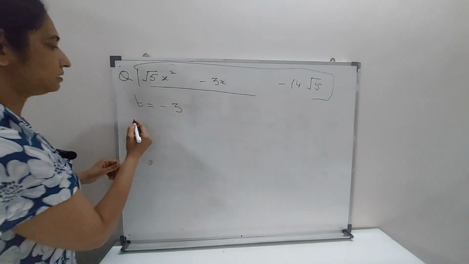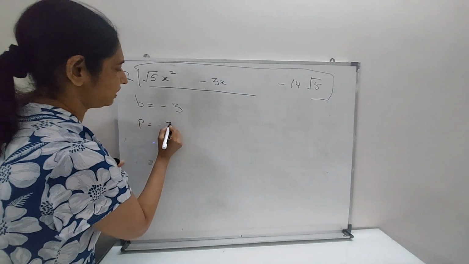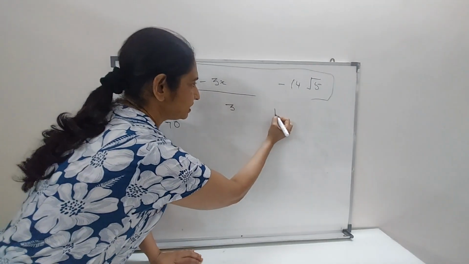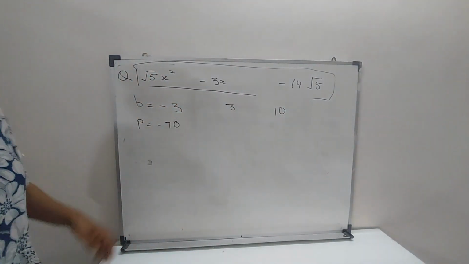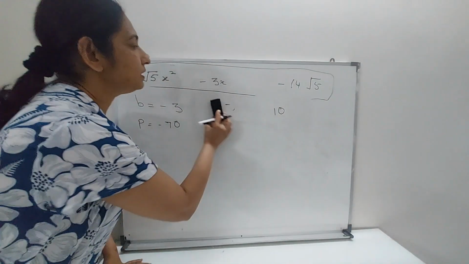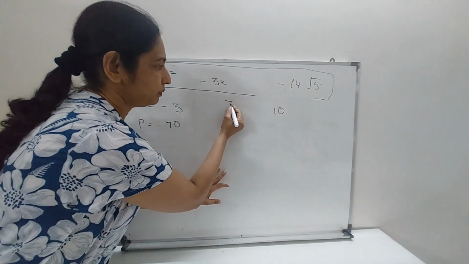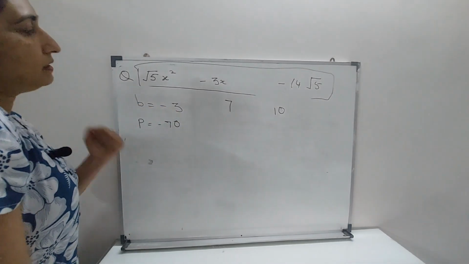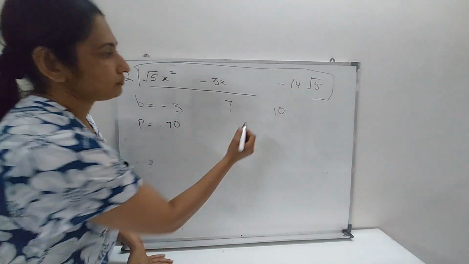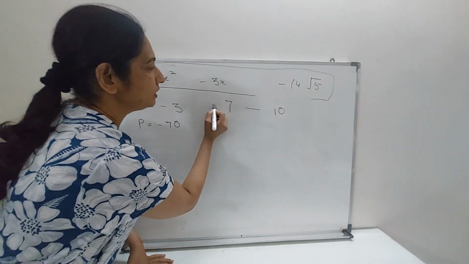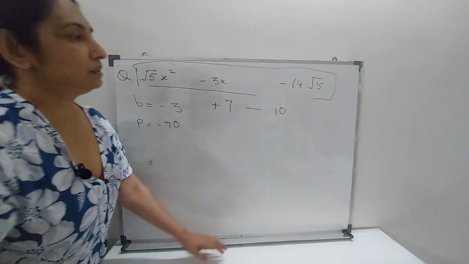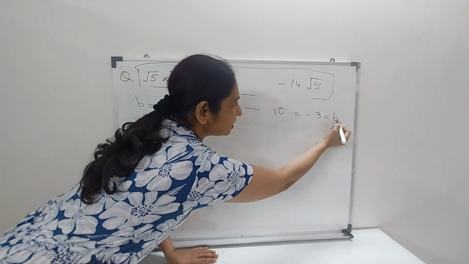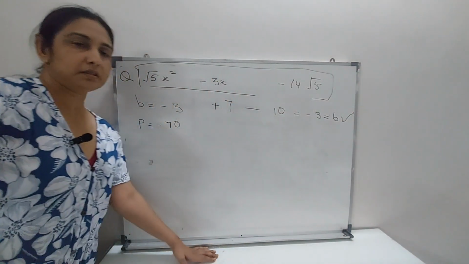The B is this, the product is minus 70. We had 7 and 10, sorry, as that factor. How do I get minus 3 from it? Obviously, if I do plus 7 minus 10, it is going to give me minus 3, which is same as B term, which is perfect for us.